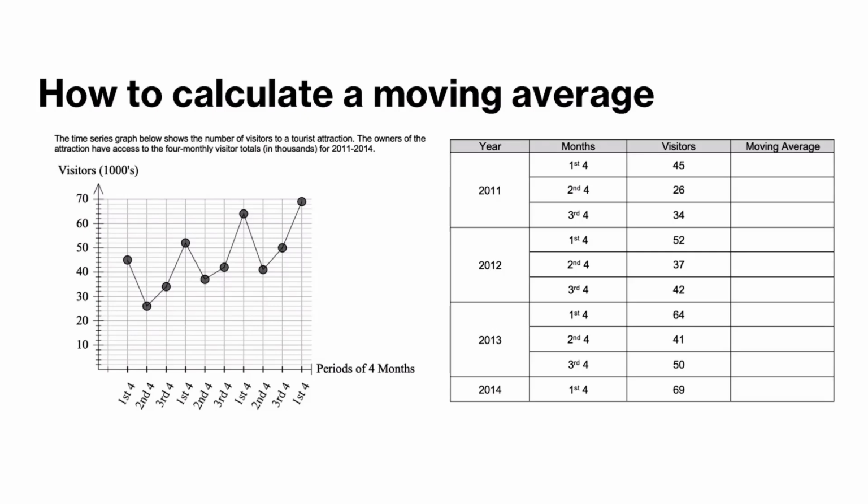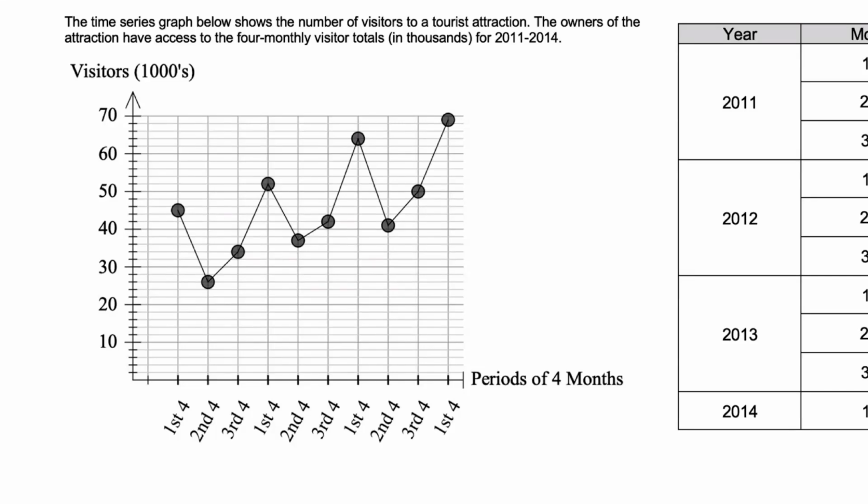So how do we calculate a moving average? This time series graph shows the number of visitors to a tourist attraction every 4 months in the years 2011 to 2014. You can see that there is a pretty clear increasing trend. But if we wanted to look at this trend more deeply, we're going to have to calculate the moving averages. For this particular one, we will calculate a 3-point moving average because there are 3 seasons in a cycle.